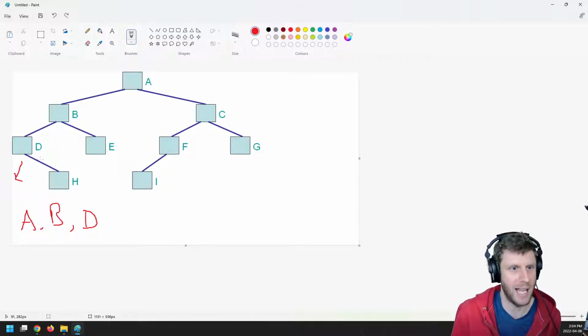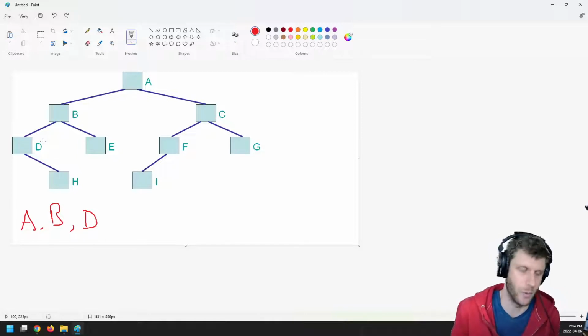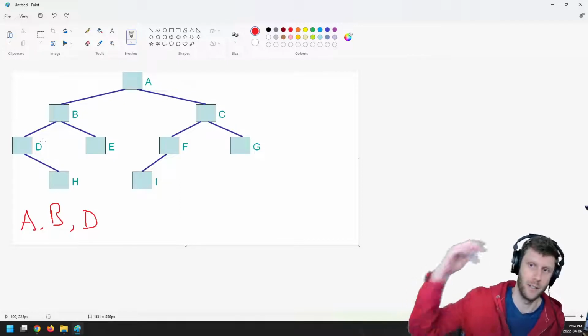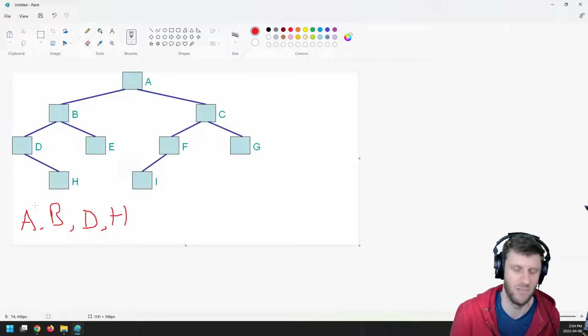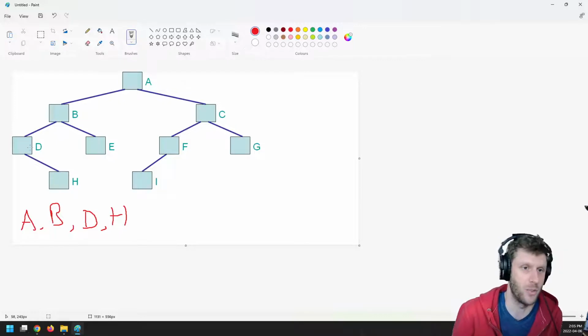So now I'm back at D. I printed out D. I dealt with D's left child, which was nothing. Now I just deal with D's right child, because the order is node, left, right. So we did node, we did left, which was nothing. Now we go to the right. So go to H. We access the node, H. We go to the left, nothing there, return. Go to the right, nothing there, return. And now we're done with H. So we return to D. Great. We just finished D's right subtree, meaning we're done.